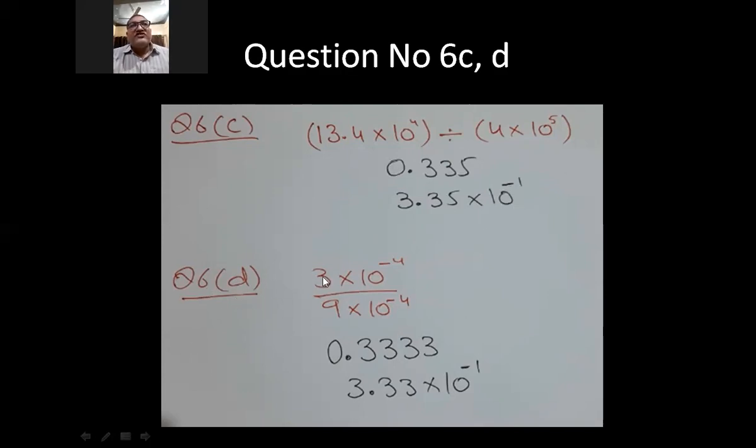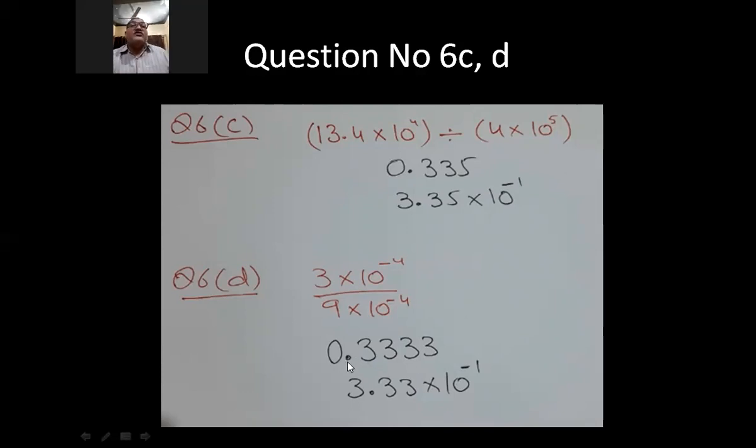So question number 6, D part, you will have this question is given. And here in your calculator, you will write 3 expo minus 4 divide 9 expo minus 9 and equals to. So the answer will be 0.33333. So this is not the standard form because this is less than 1.